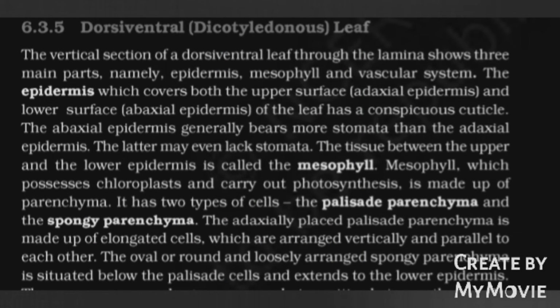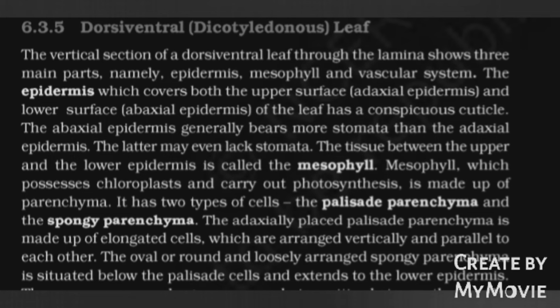Dorsiventral, that is dicotyledonous leaf. The vertical section of the dorsiventral leaf through the lamina shows 3 main parts, namely epidermis, mesophyll, and vascular system. The epidermis, which covers both the upper surface, that is adaxial epidermis, and lower surface, that is abaxial epidermis of the leaf, has a conspicuous cuticle. The abaxial epidermis generally bears more stomata than the adaxial epidermis. The latter may even lack stomata.